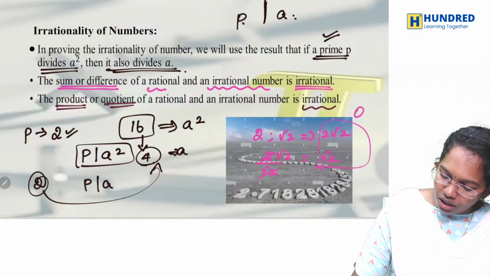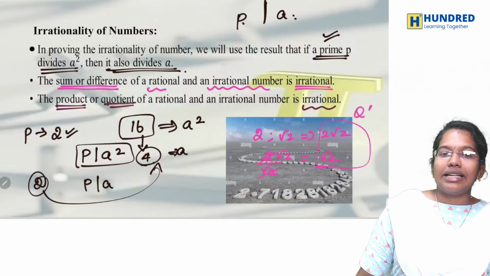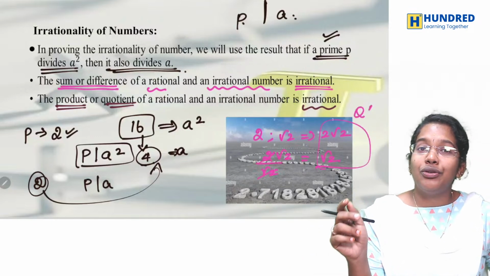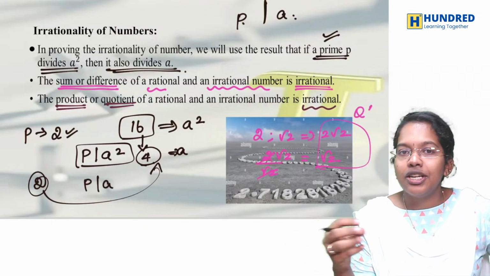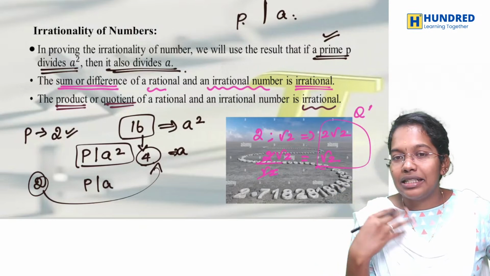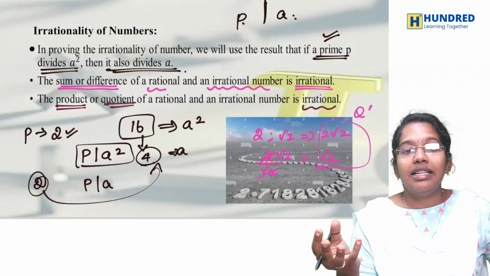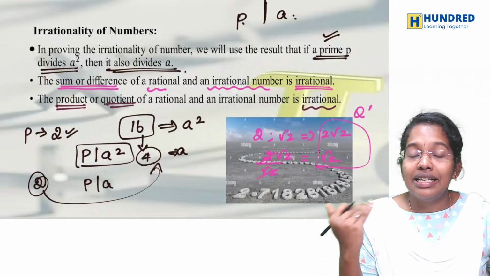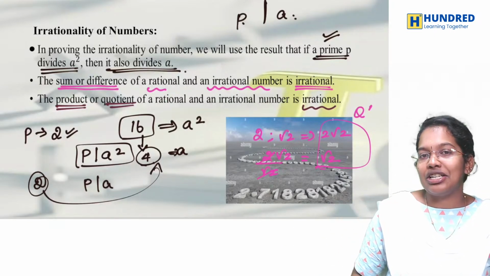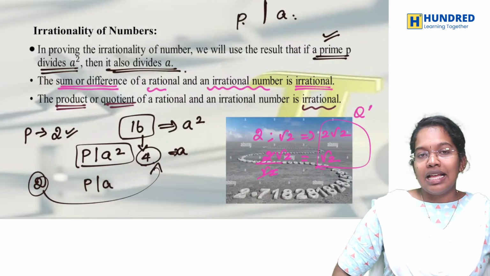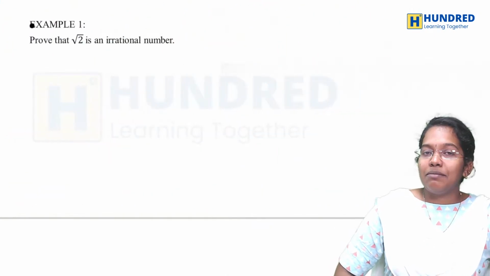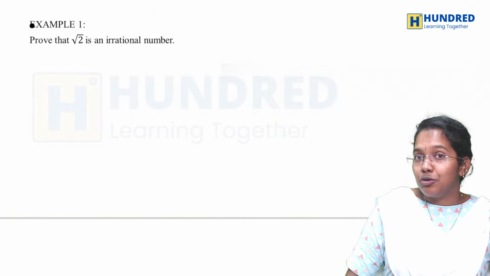So these all come under irrational numbers, right? You have to know that the multiplication of a rational and an irrational number will be irrational. Similarly, division of a rational and an irrational number will also be an irrational number. That's it. Okay. So with all these things in mind, let's now prove a number to be an irrational number.